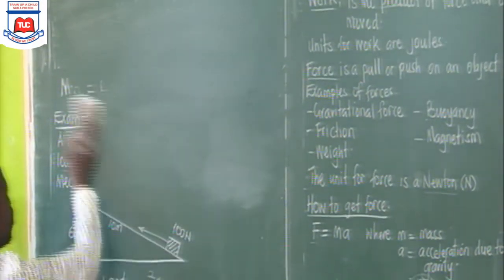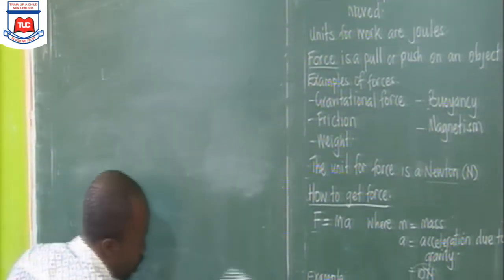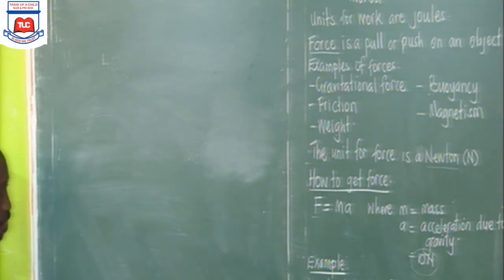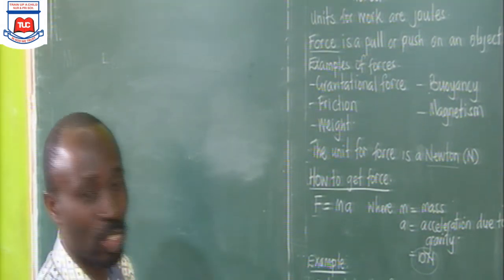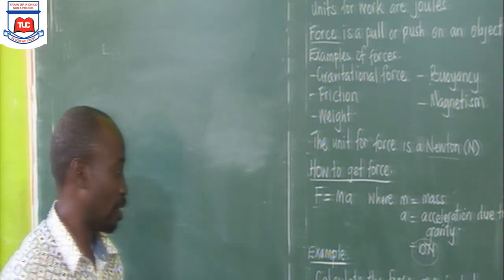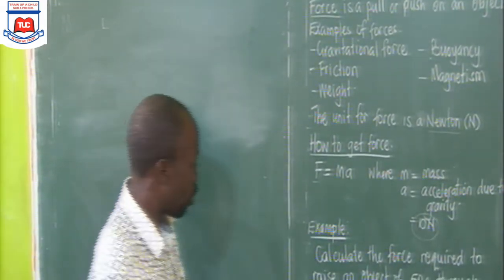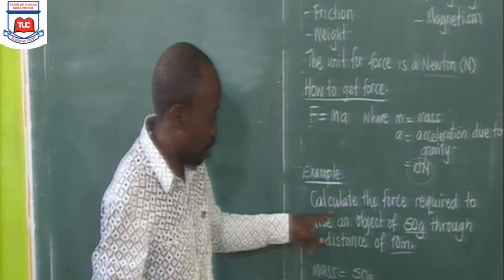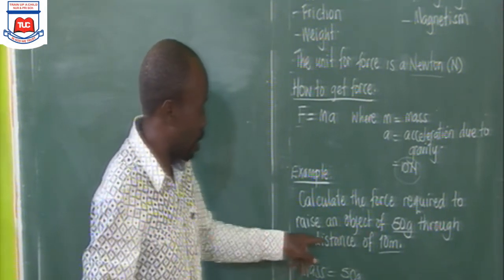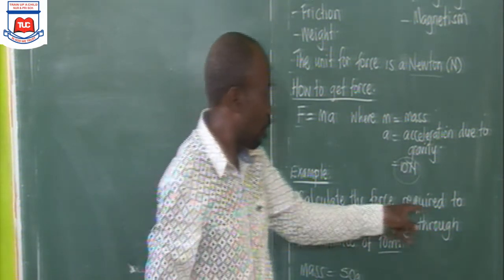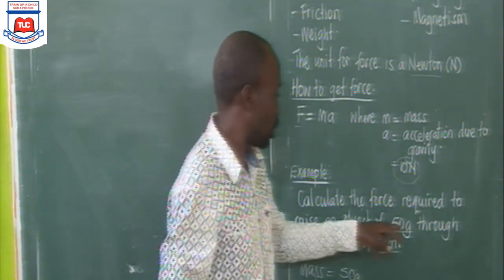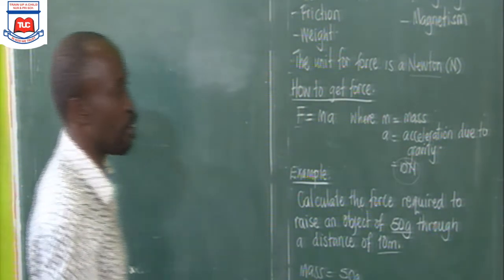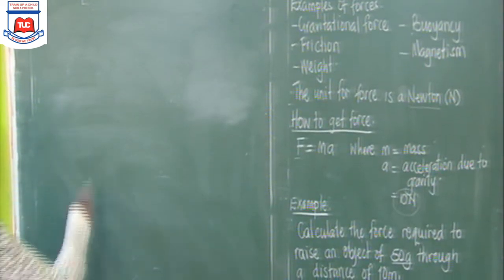The previous example where we were given mass and also given distance. This one is very important to note, okay? We shall look at this very question and calculate the work done here. What work is done in this question? Calculate the force required to raise an object of 5 grams through a distance of 10 meters. This is how the question will be.